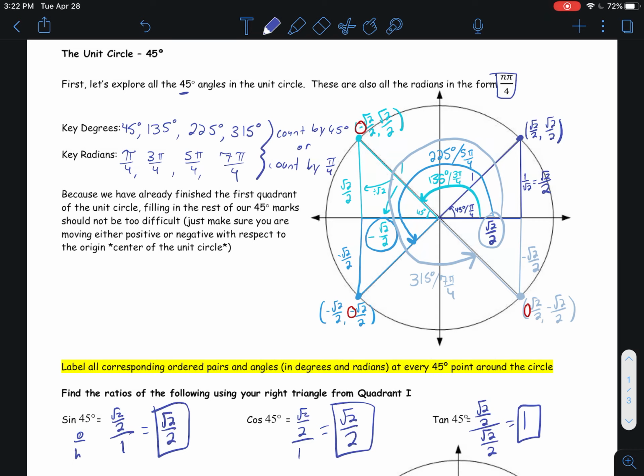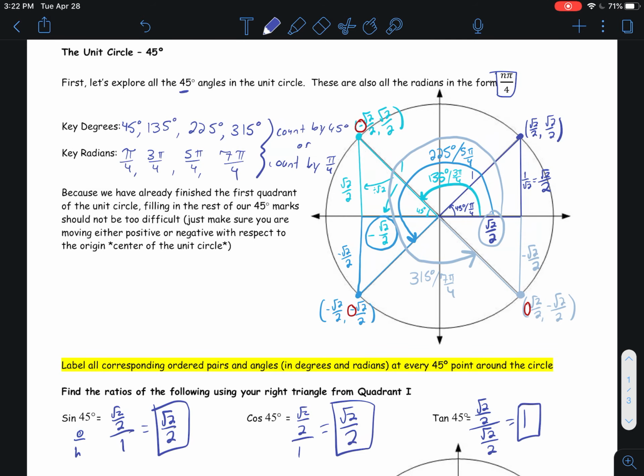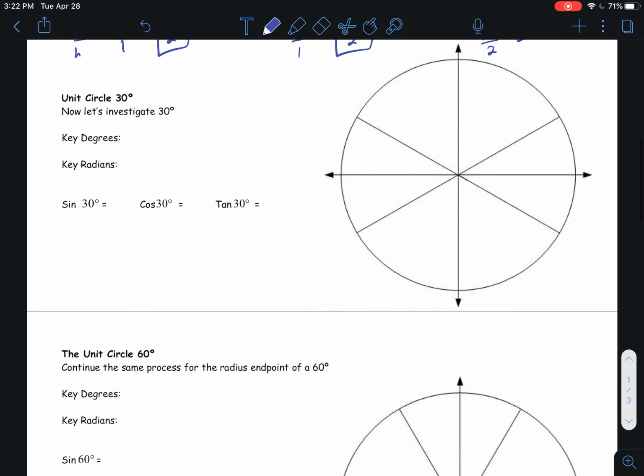And as I said, if that gives you enough of an idea to do the rest of this without watching the continuing videos, feel free to do that. If not, keep coming with me into the next one. So the next one that we're going to look at is 30 degrees.